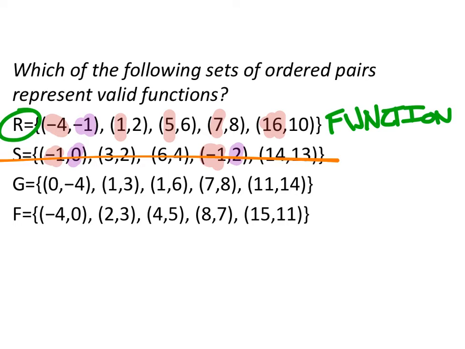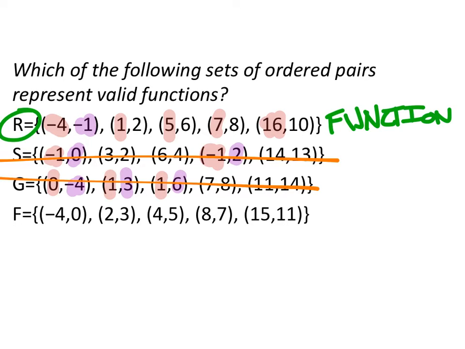Well, what about this next one? Well, the 0 doesn't show anything else, so the negative 4 is fine. It's just this next one, though, right? Here's a 1 input, and here's another 1 input, but it spit out a 3 and then a 6. That's malfunctioning. So yeah, we're going to cross this one out. Not a function.